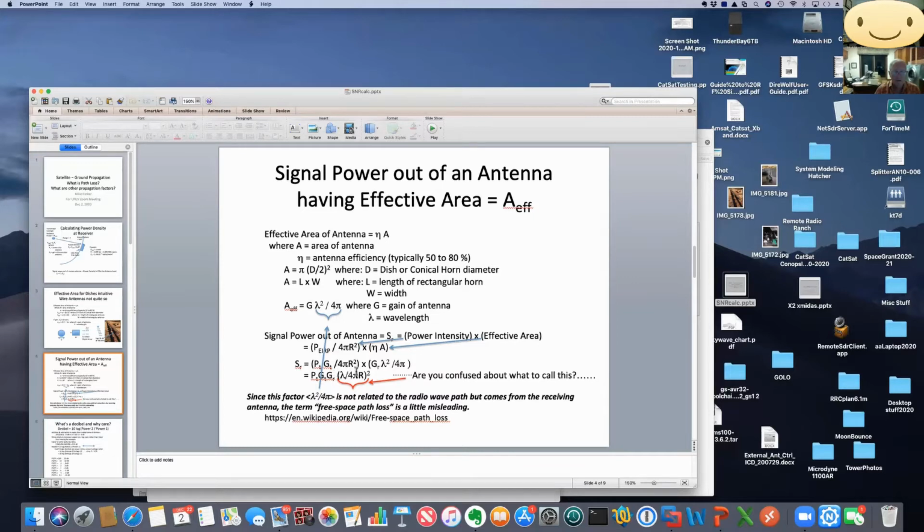Where the wavelength comes from is not the path loss. Truly, it's the gain of the antenna. And that's a dimensionless quantity, because you have wavelength on the top and radius on the bottom. The gain of the antenna changes with wavelength, and that's equivalent to saying the effective area changes with wavelength. So if you have a great big dish, it's receiving.